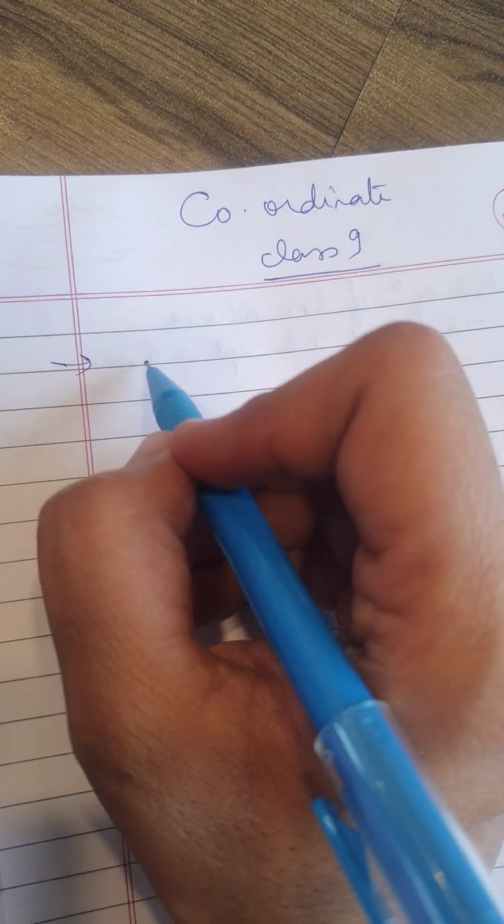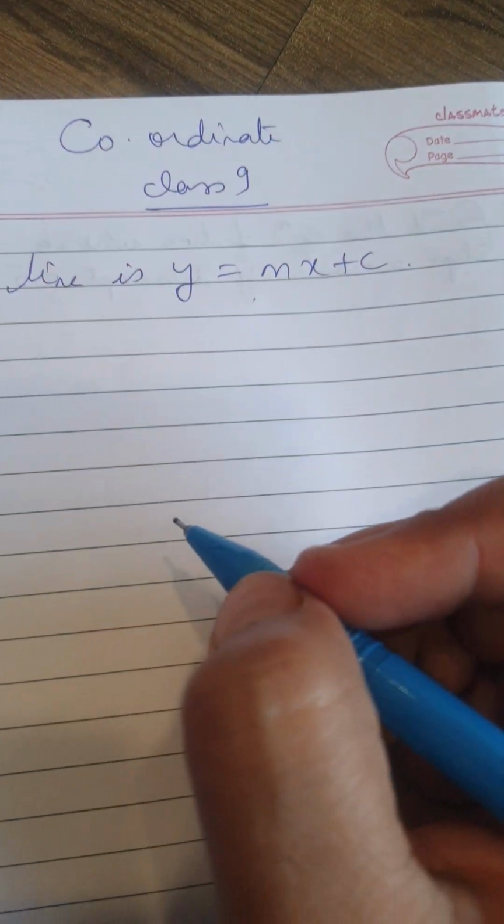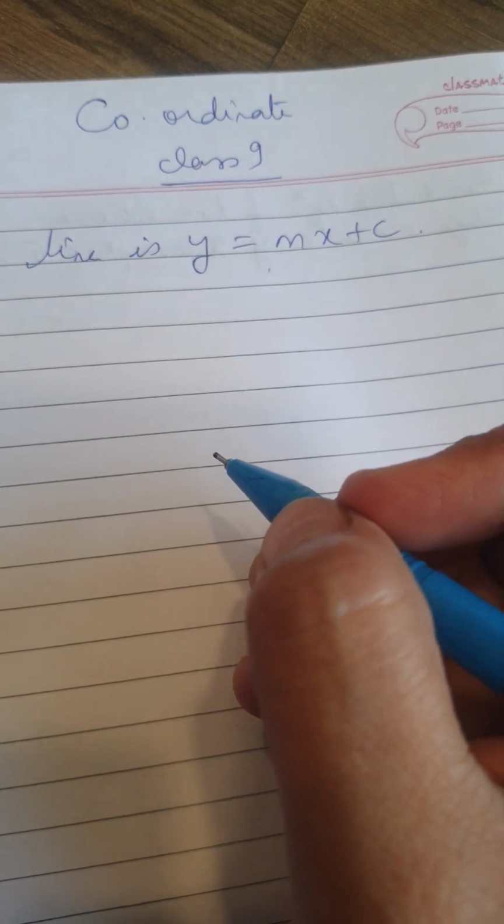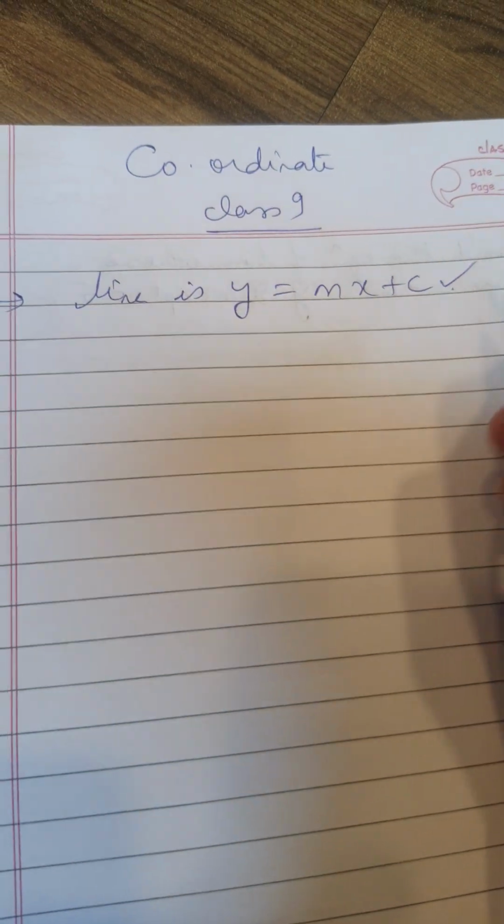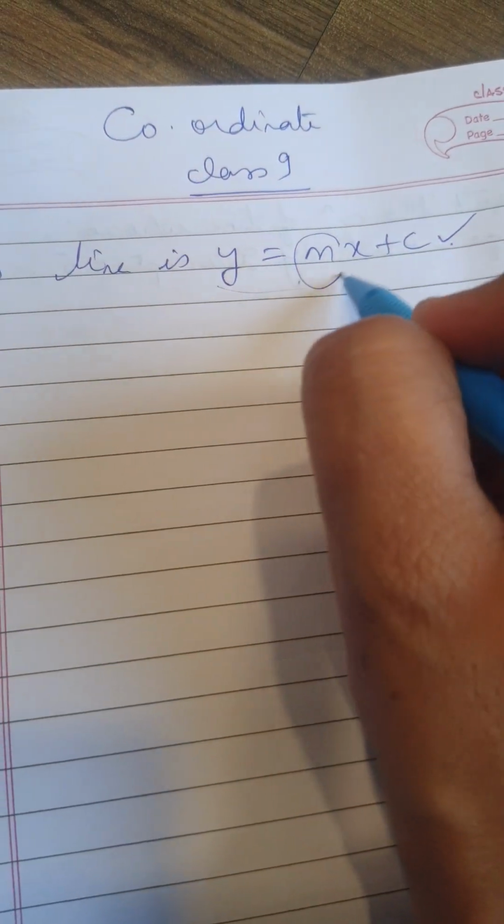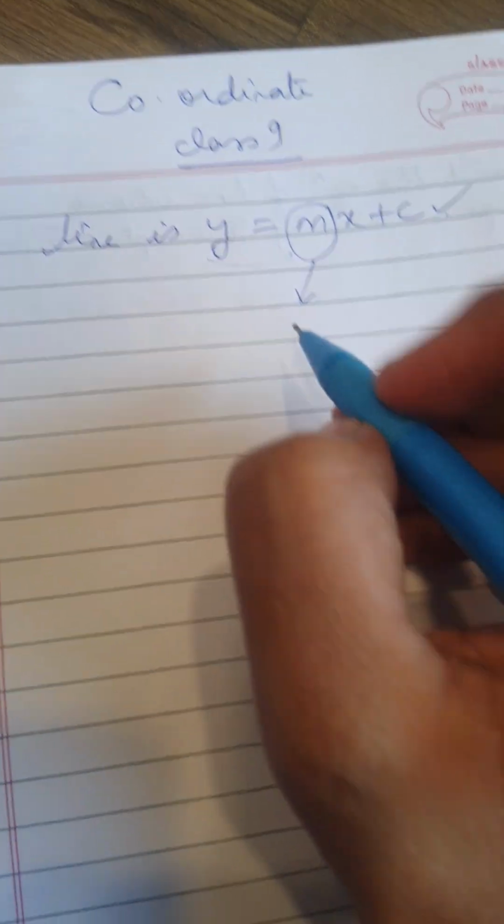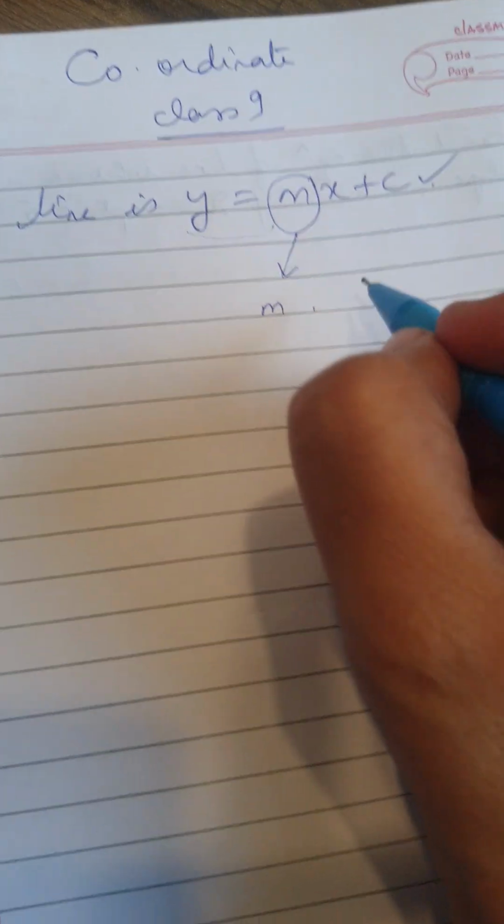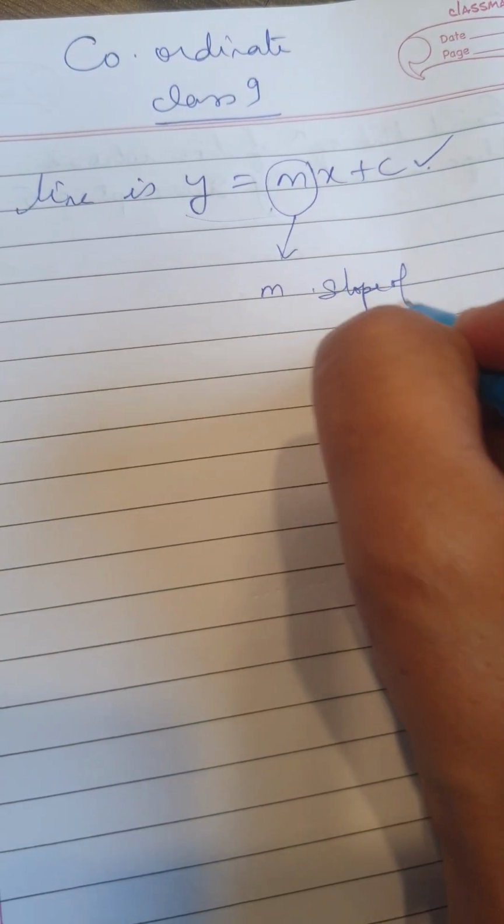So, first of all, I would like to tell you that the equation of a line is y equal to mx plus c. This is the equation for a linear equation. It's also known as the linear equation for a line. What this equation indicates is that the coefficient of x, which is m here, indicates the slope of the line.